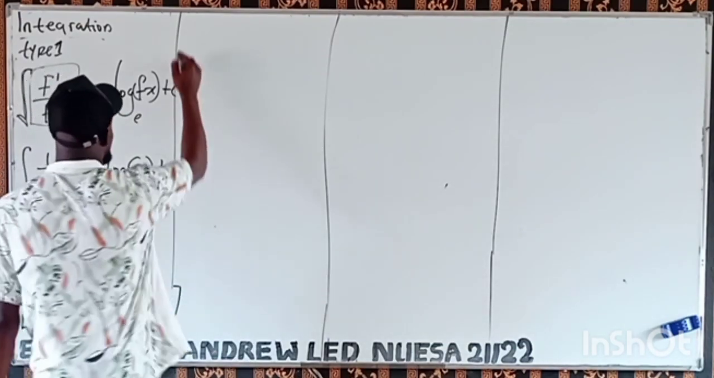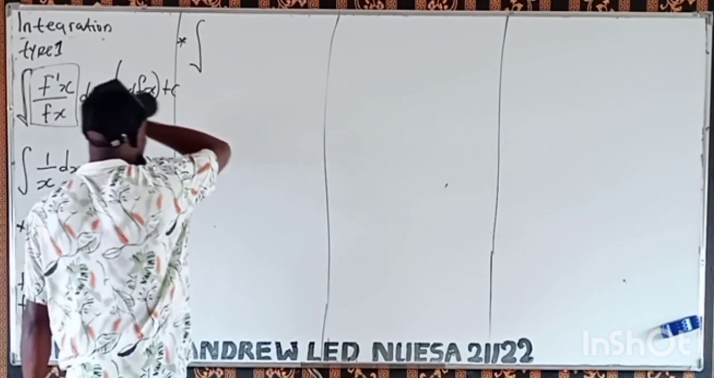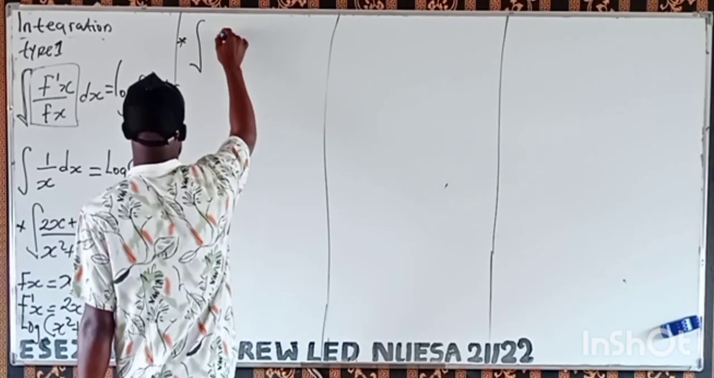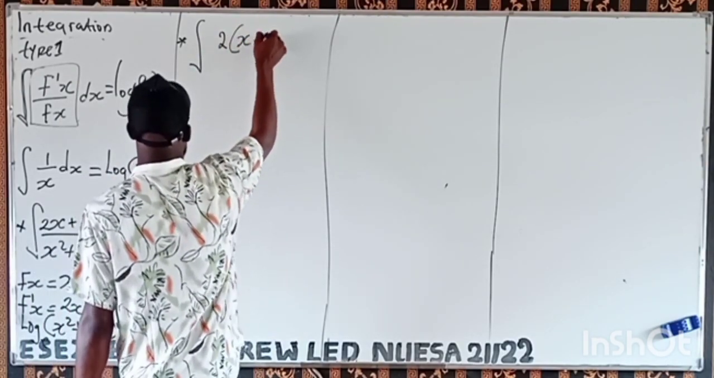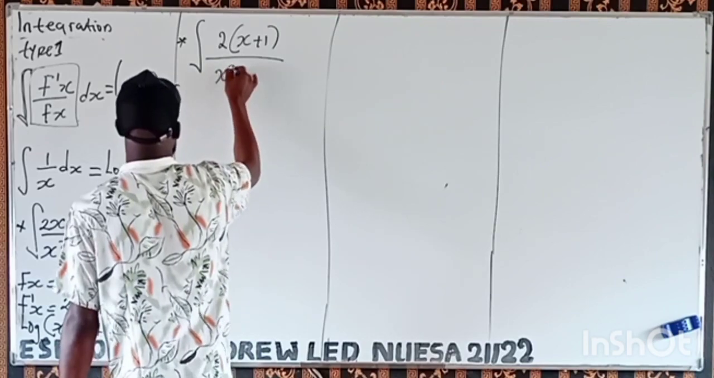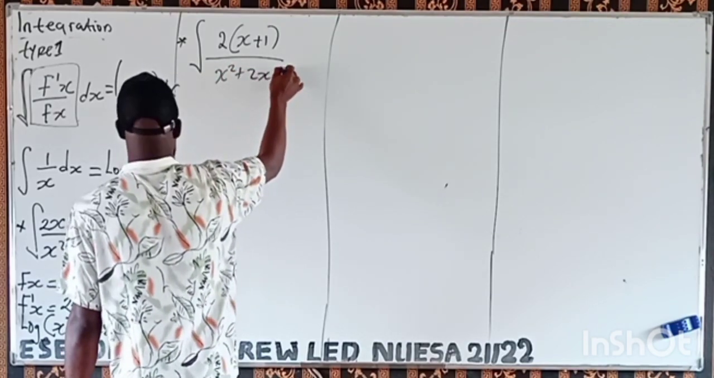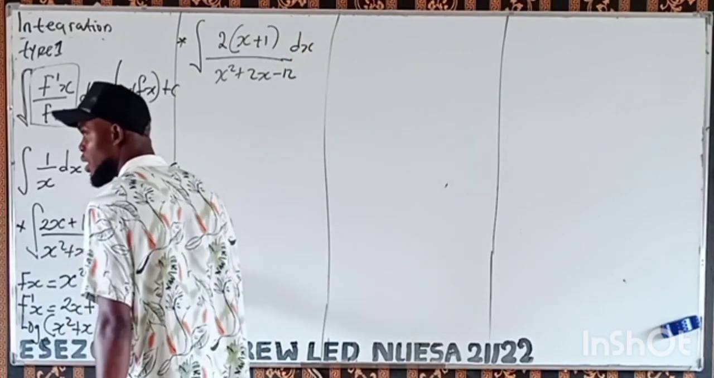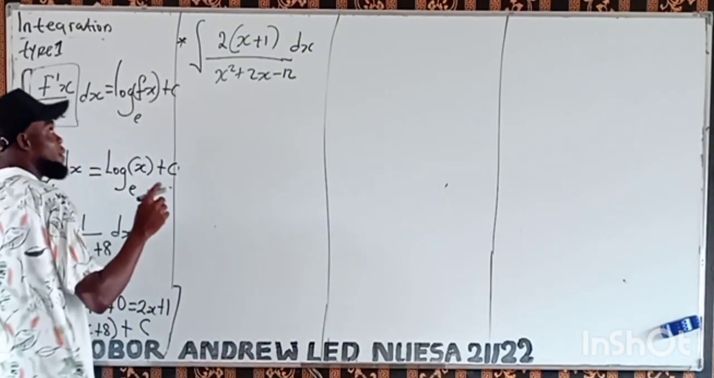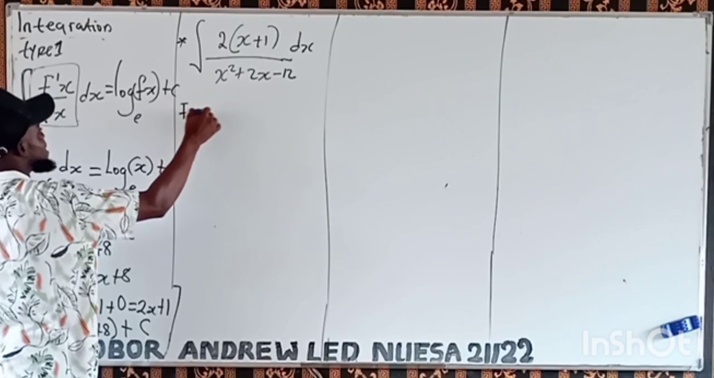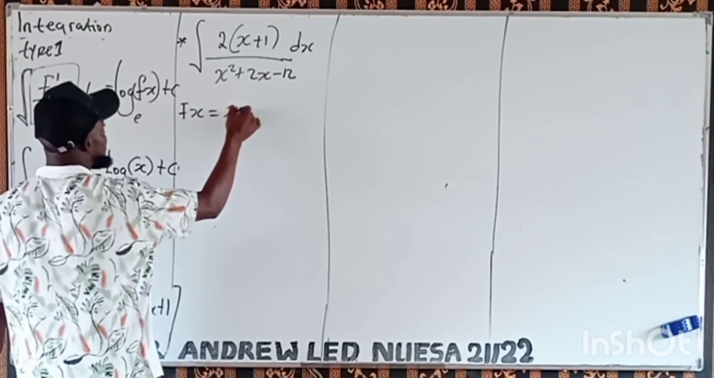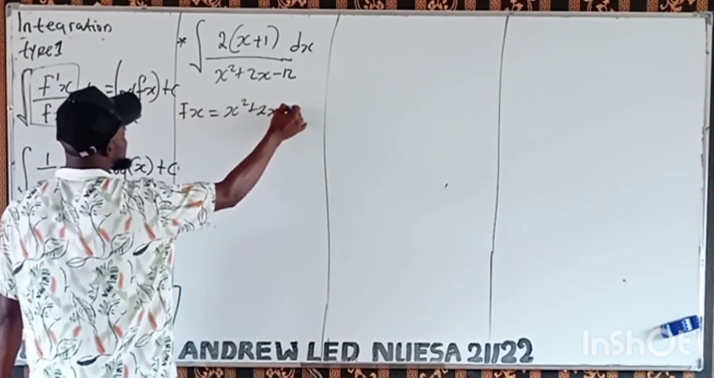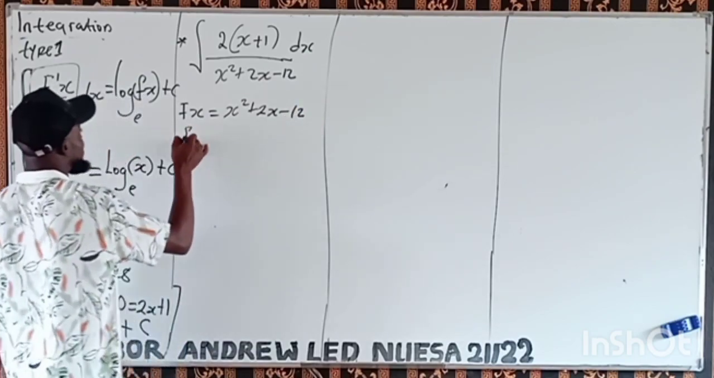So let me do another one so that you see what I'm trying to say. Integral of 2 bracket x plus 1 all over x squared plus 2x minus 12 dx. So how are we going to run through this? The first thing, bring out your f of x. The f of x is x squared plus 2x minus 12. And what is the f prime of x?